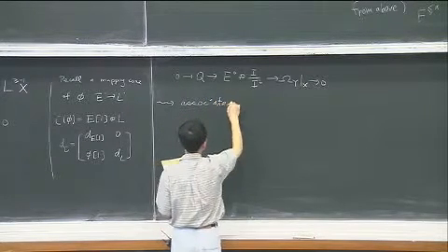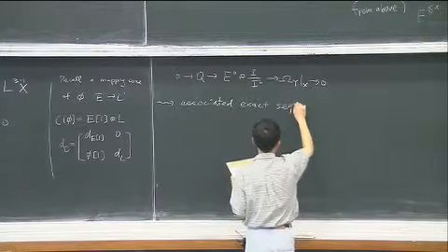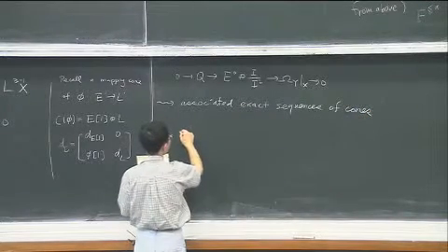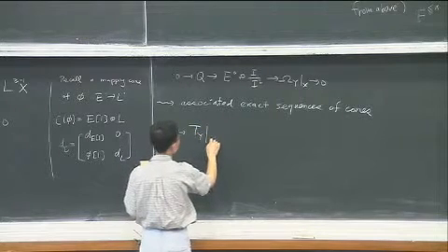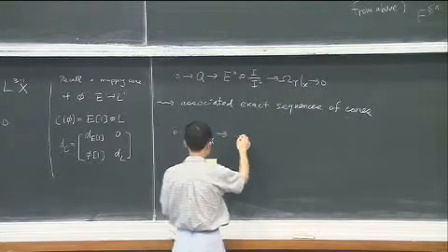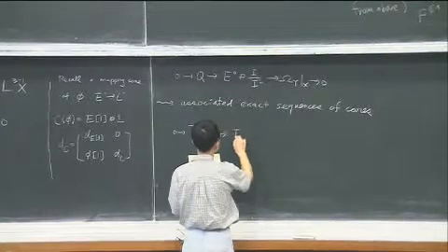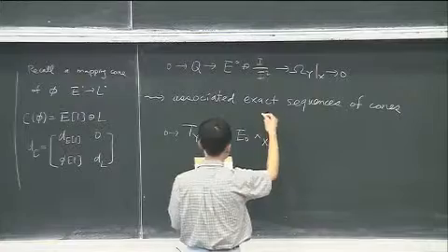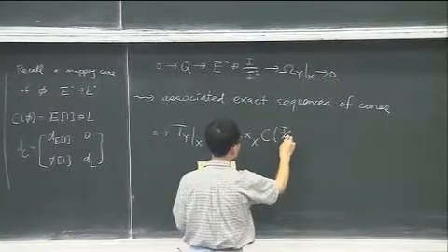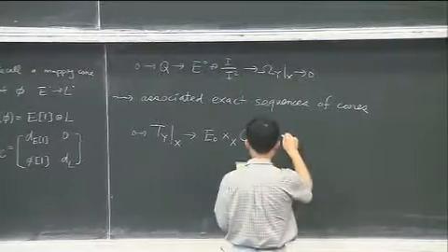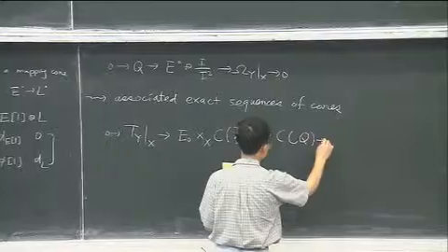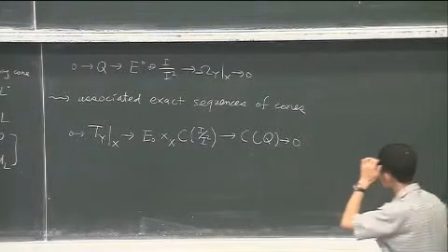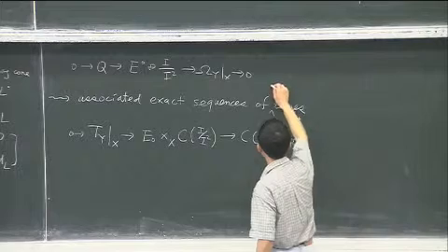I will form associated exact sequences of cones, which will be dual to this, which will be T_Y to X. Then we'll call this E_0. That is a cone. So in fact, this is what is called abelian cones.